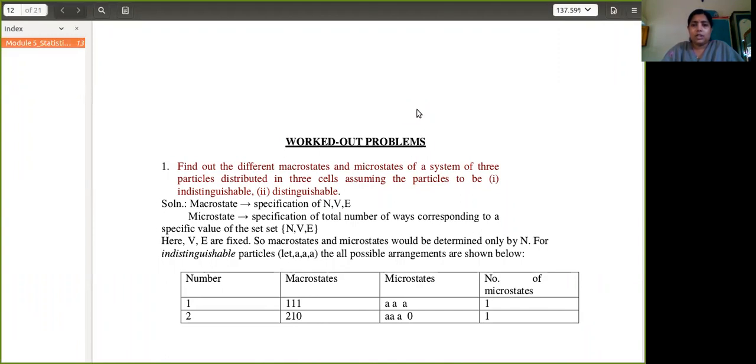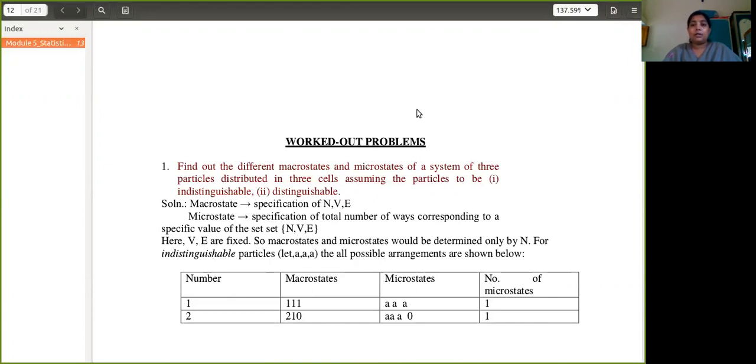So first, for our betterment, we will do the distinguishable case, then we will move on to the indistinguishable case. Distinguishable means that you can tag the particles differently, you can identify them. Okay, so first the macrostate. What do you mean by macrostate? Macrostate means specification of the macroscopic parameters. So we have to specify N the number of particles, V the volume, and E the energy of the particles.